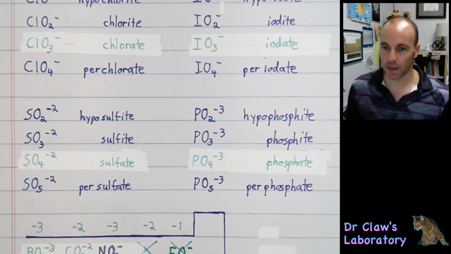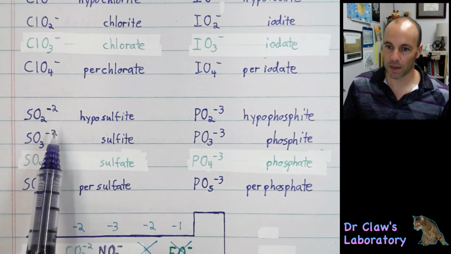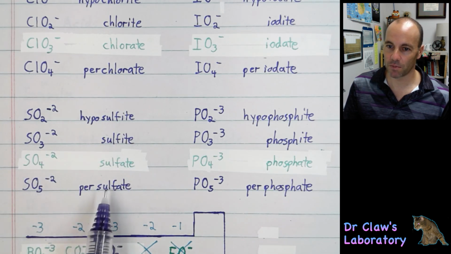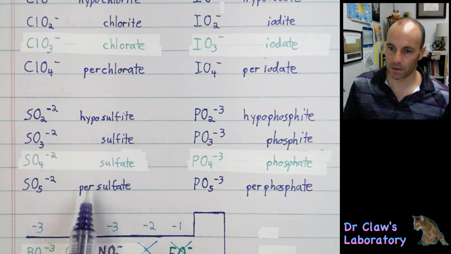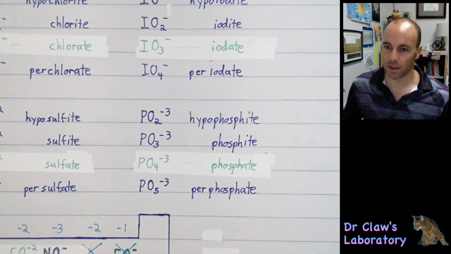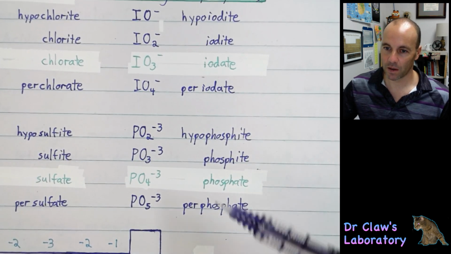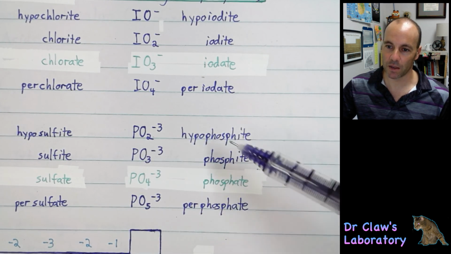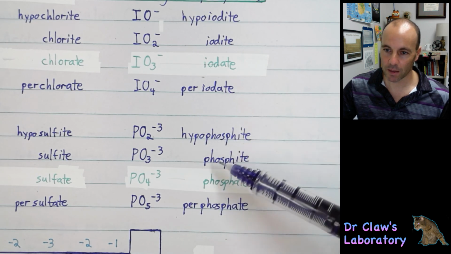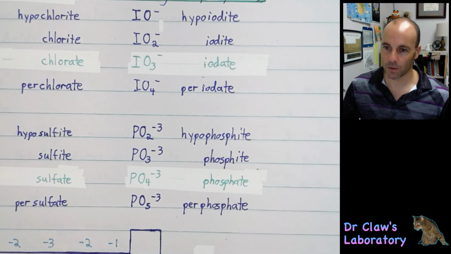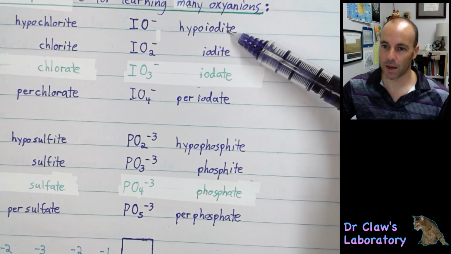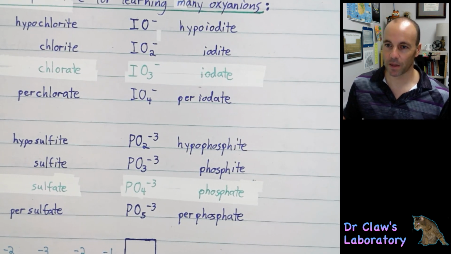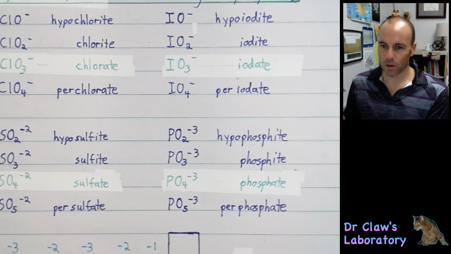Okay? Sulfur has its own set of oxyanions. Here the charges are always -2. The one with the least amount of oxygen is hyposulfite. The one with the most amount of oxygen is persulfate. Phosphorus has its own set of oxyanions. Least amount of oxygen, hypophosphite. Most amount of oxygens, perphosphate. In the same kind of scheme: hypo-ite, ite, ate, per-ate is always what you'll see. Hypo-ite, ite, ate, per-ate are the prefix and suffix that you'll always see, going from least amount of oxygen to most.